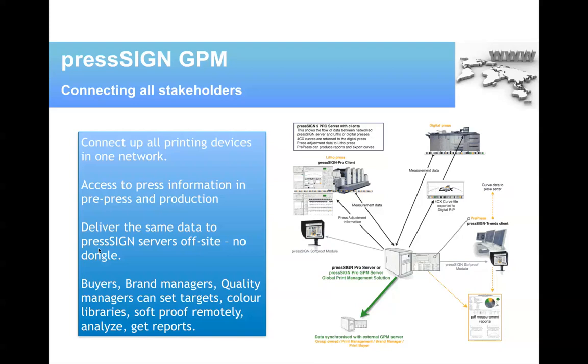You enter a few details about where the data should go, and how to actually enable that. There's a username and password. It can even be SSL encrypted if you want, although that takes a little bit more manual configuration by us. But essentially, that's pressSIGN GPM, is the sharing of the job data from the local server to a data center server.